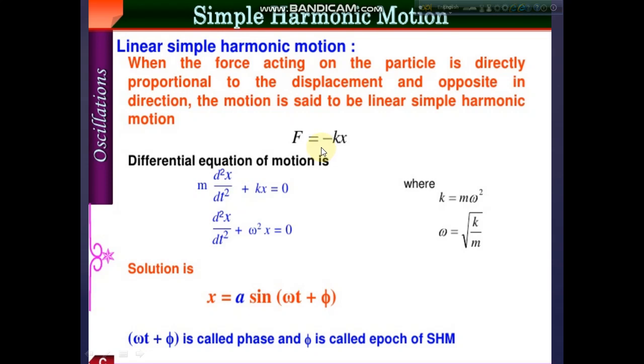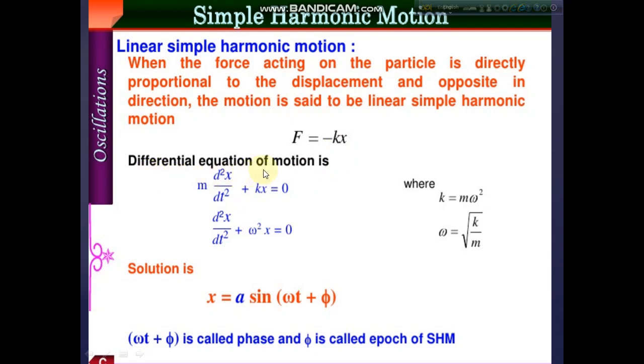When we remove the proportional symbol, we put in a constant, which is k. This k is the constant of proportionality, and it is called the force constant of a spring.